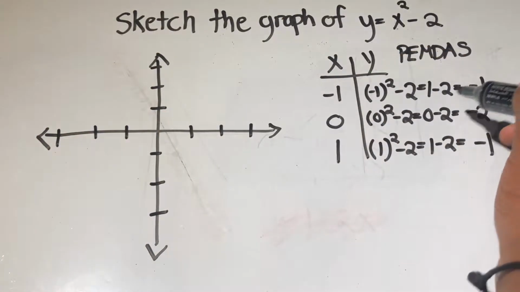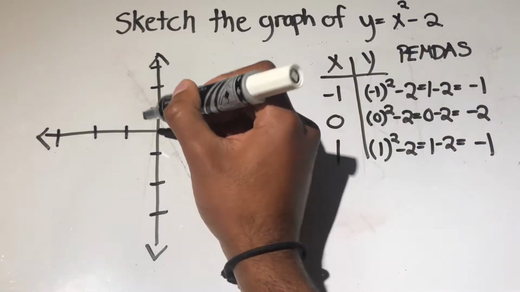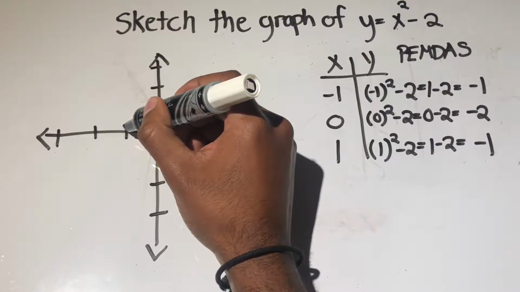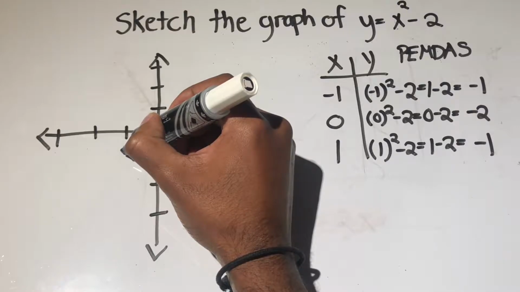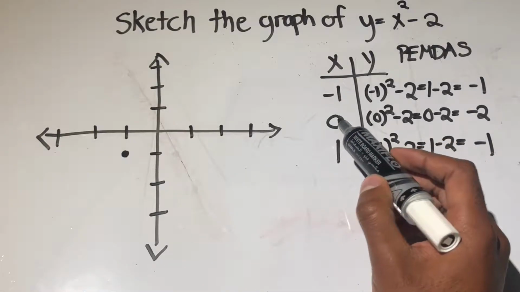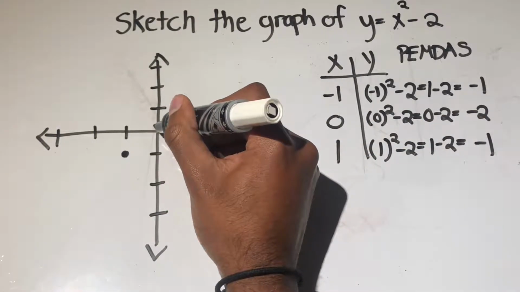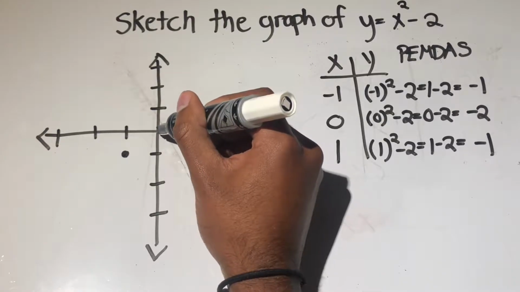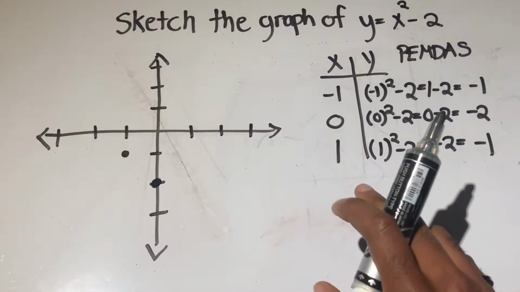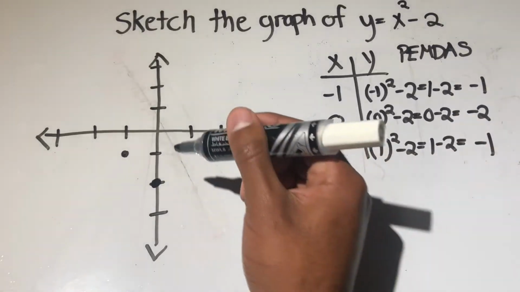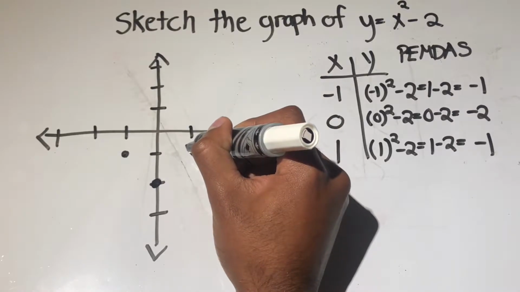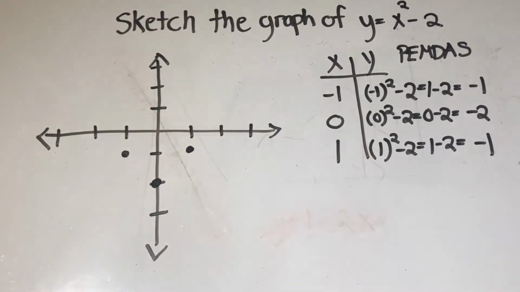Now taking -1 and -1 will give us 1 in the negative x direction, and then 1 again in the negative y direction. And that's our first point. Now we have 0 and -2, so we don't have to go right or left. All we got to do is just go down 2 places. That's 0 and -2. Now we have 1 and -1, which is just 1 in the right direction, in the x direction, and then 1 down in the negative direction.